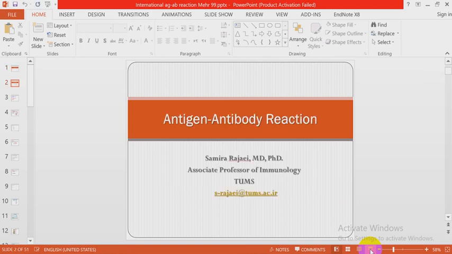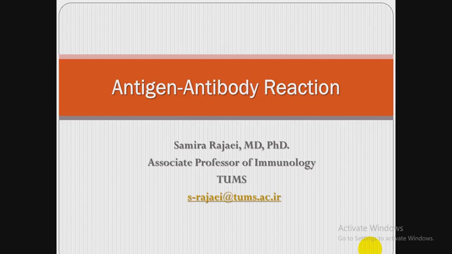Today we want to speak about the antigen-antibody reactions. In this session, we speak about different definitions in antigen-antibody reactions, and also we become familiar with different laboratory methods which are based on antigen-antibody reactions. I'm Samira Rajai from the Department of Immunology.